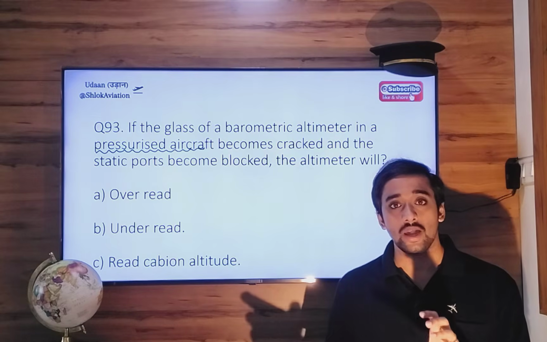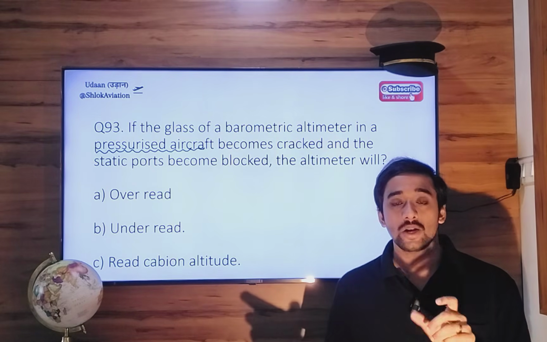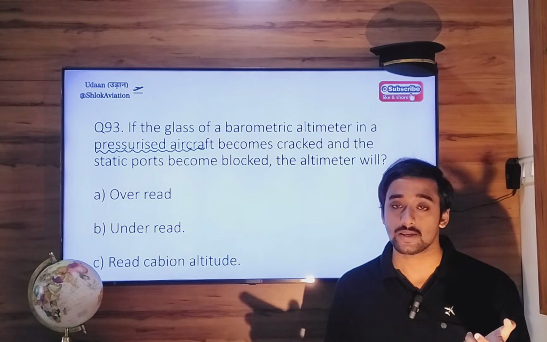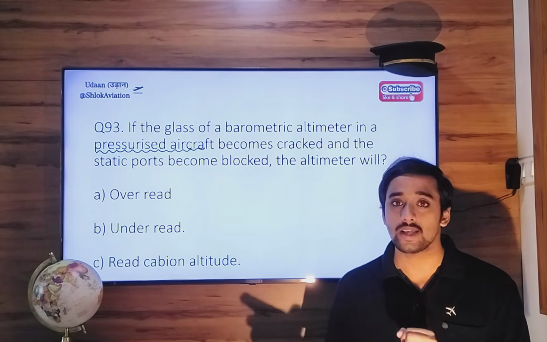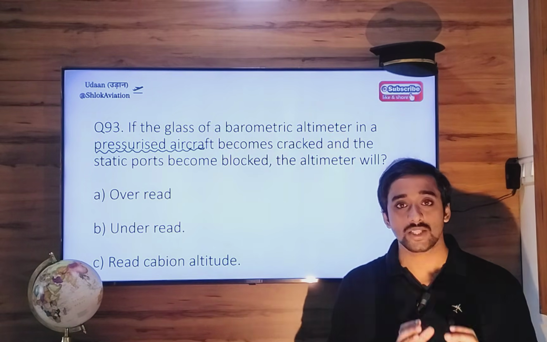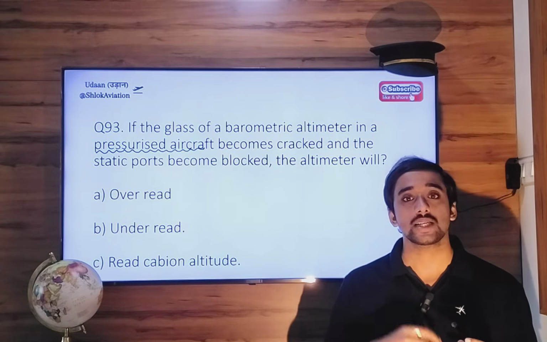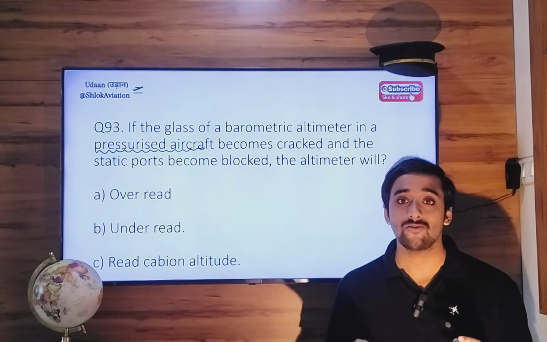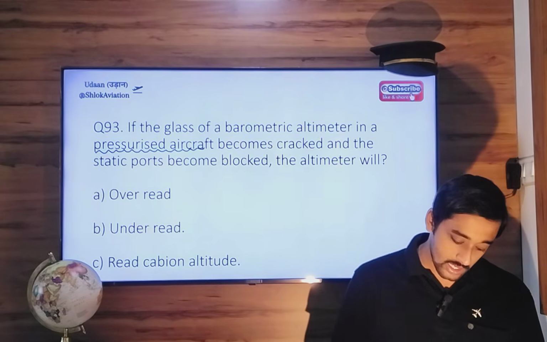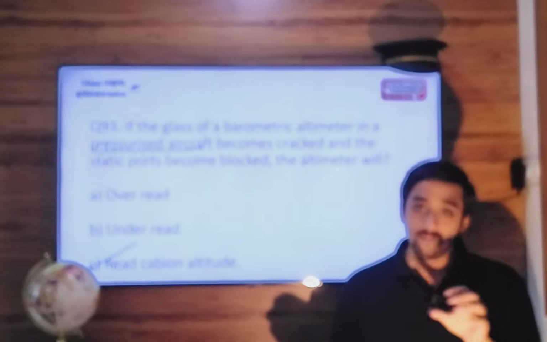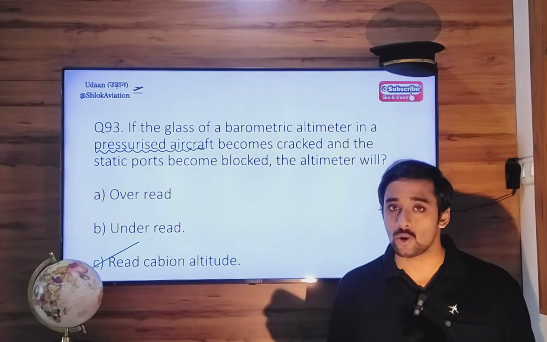If the pressure in your cabin is maintained according to the pressure found at 5,000 feet, let's say, then the cabin altitude will be equivalent to 5,000 feet. Whatever pressure is registered by the altimeter is shown in the form of vertical distance, namely altitude. So in this case, the altimeter will read cabin altitude. Whatever cabin pressure, that much cabin altitude.